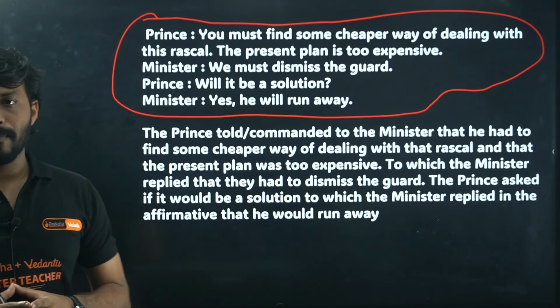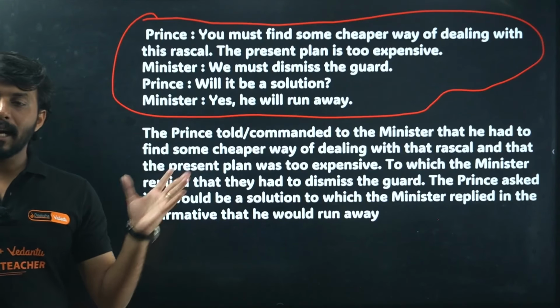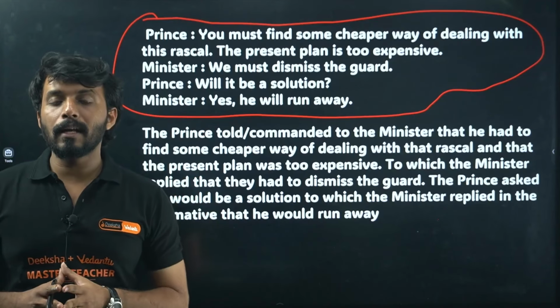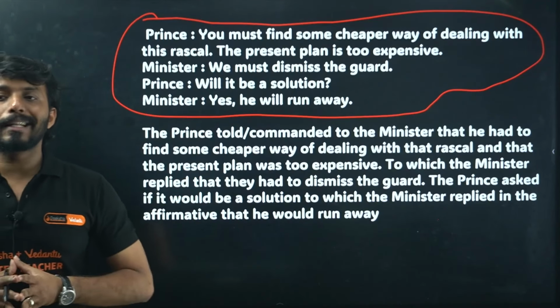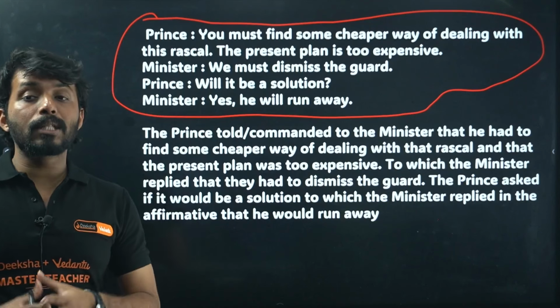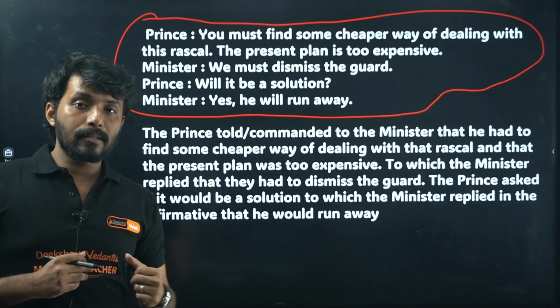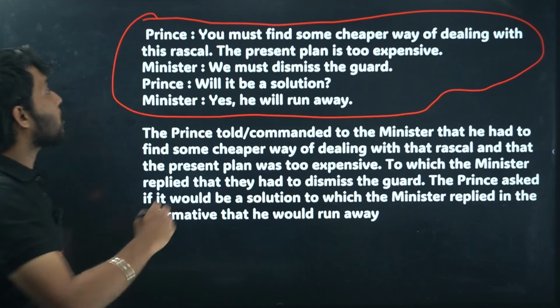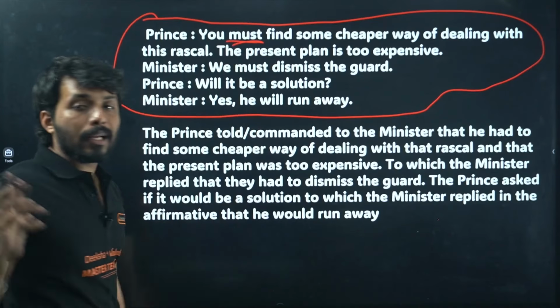So here is the answer. The prince told, I can write the prince told to the minister also. I can write the prince commanded to the minister also. Either way is fine. The prince told the minister that he had to find some cheaper way of dealing with that rascal. So you must find some way of, here it is must. So what did I tell you earlier?